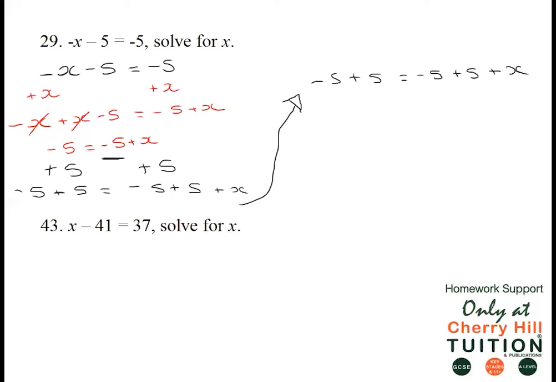So the left-hand side, the minus 5 and the plus 5 cancel out and give us 0. And on the right-hand side, minus 5 and plus 5 cancel out, and we are just left with the x. Therefore, x is equal to 0. Okay?